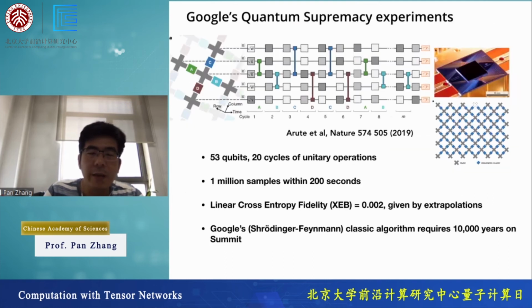So our task is Google's Sycamore circuit, which is composed of 53 qubits. Google took 20 cycles of unitary operations on it and sampled 1 million samples within 200 seconds, obtaining a measure of the fidelity that people call the linear cross entropy fidelity, XEB, of 0.002. And Google said that if you really want to do this classically using, for example, the Schrödinger-Feynman algorithm, then it takes 10,000 years using the Summit supercomputer. So Google said that this task is not tractable on classical computers.